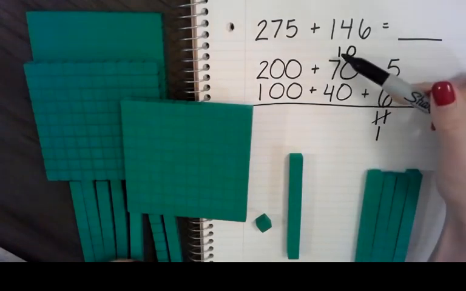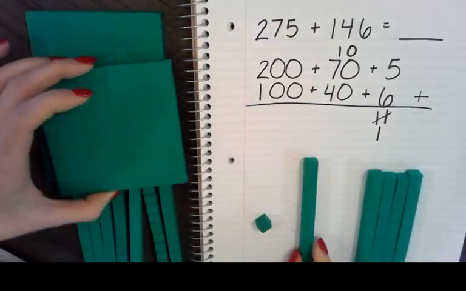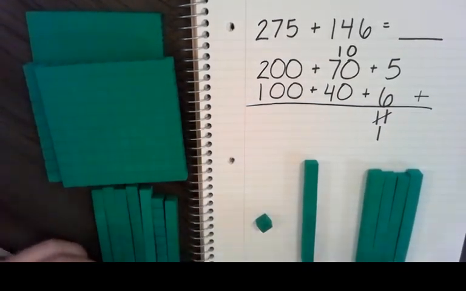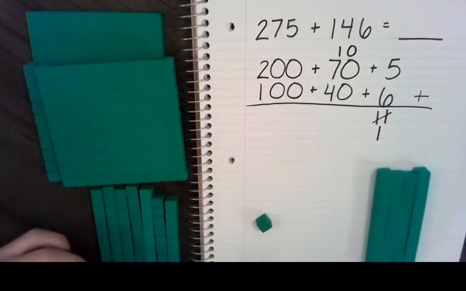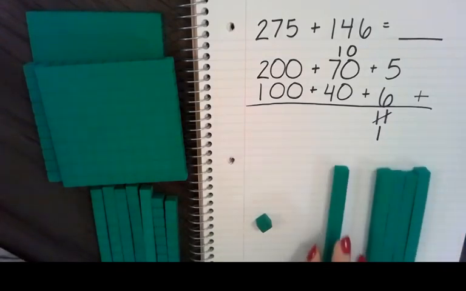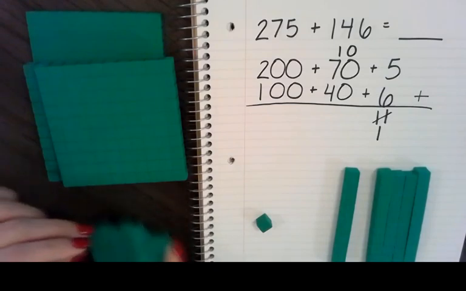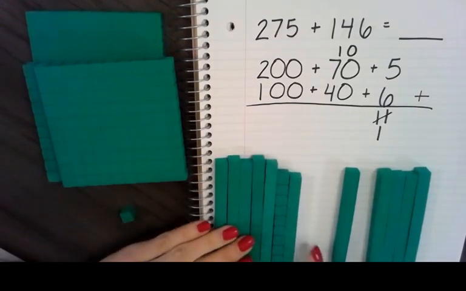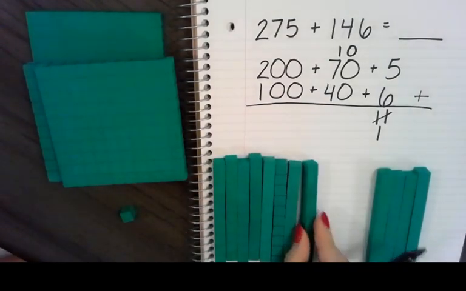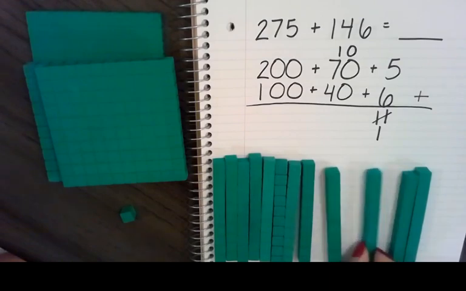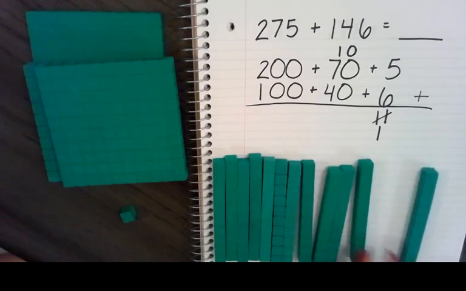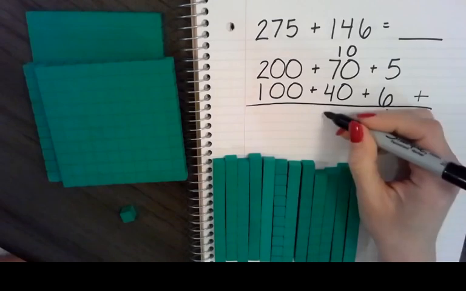So now I'm going to move to my tens and add those together. So I've got my 70 and 40 in my tens. I'll go ahead and count on from 70 since that's the largest number. So 70, 80, 90, 100, 110, 120.